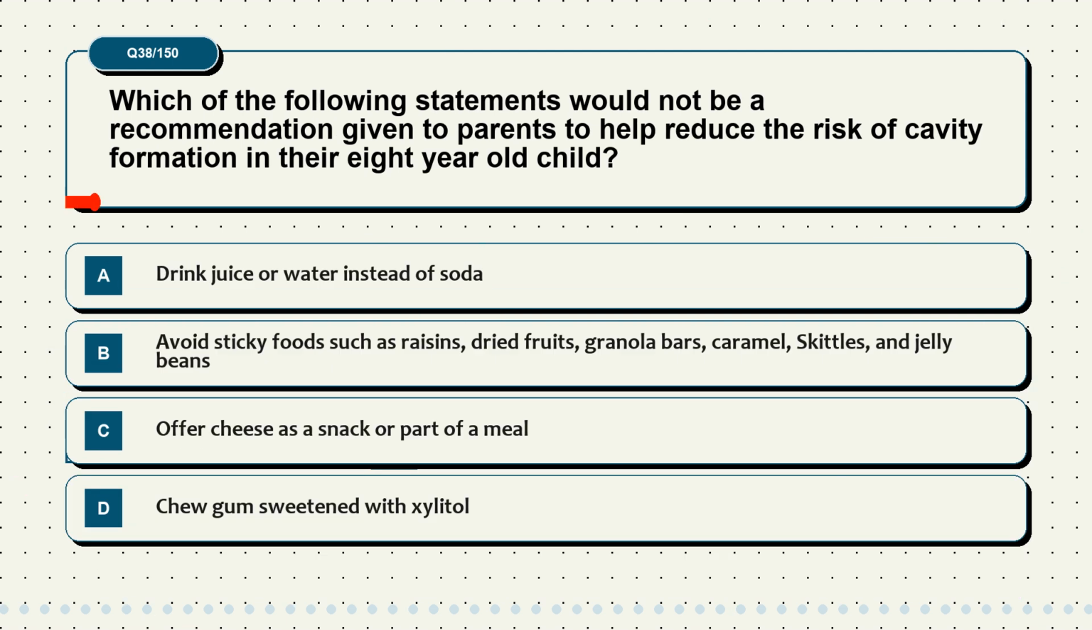Question 38. Which of the following statements would not be a recommendation given to parents to help reduce the risk of cavity formation in their 8-year-old child? Here are the options. Option A, drink juice or water instead of soda. Option B, avoid sticky foods such as raisins, dried fruits, granola bars, caramel, Skittles, and jelly beans. Option C, offer cheese as a snack or part of a meal. Option D, chew gum sweetened with xylitol.